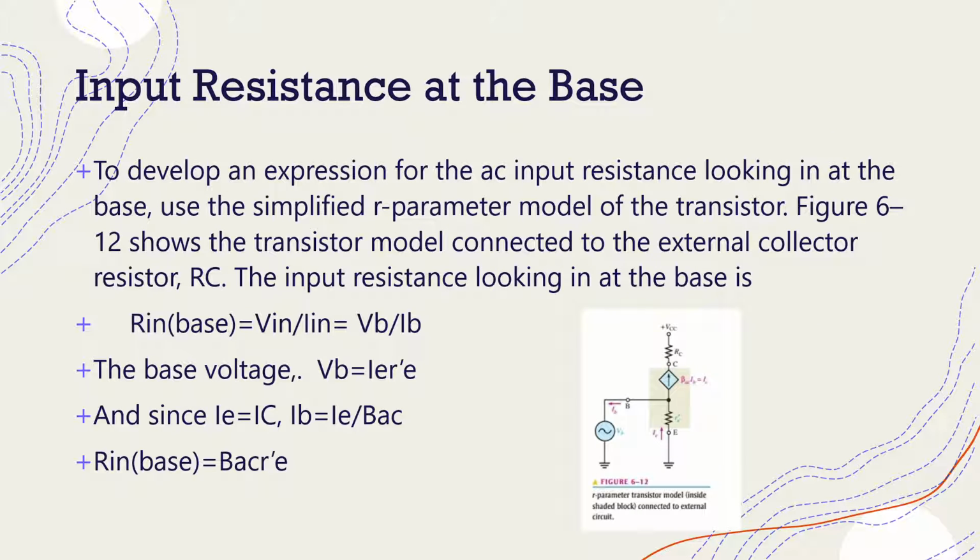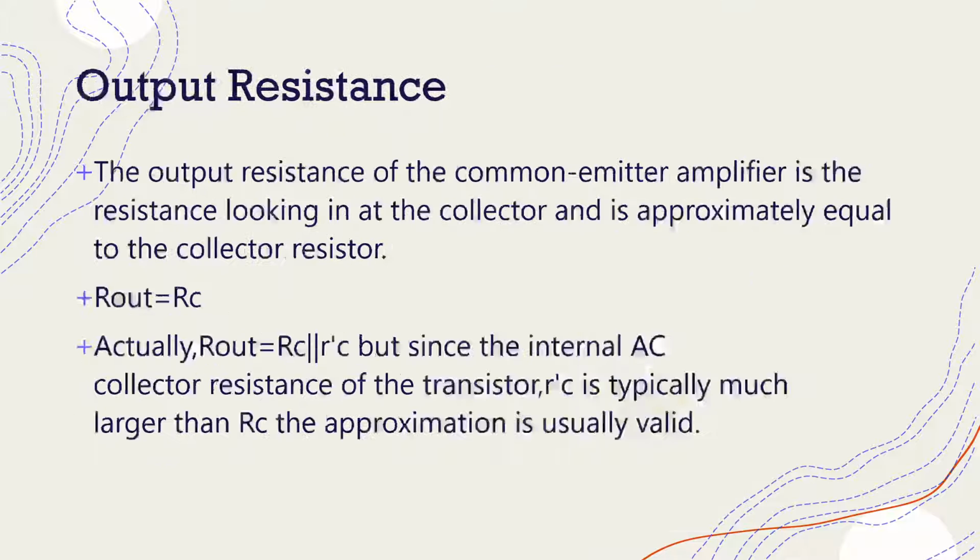Input resistance at the base. To develop an expression for the AC input resistance looking in at the base, use the simplified r parameter model of the transistor. The transistor model is connected to the external collector resistor. The input resistance looking in at the base is R in base equals V input divided by I input, equals VB divided by IB. The final equation is R in base equals beta AC times RE.